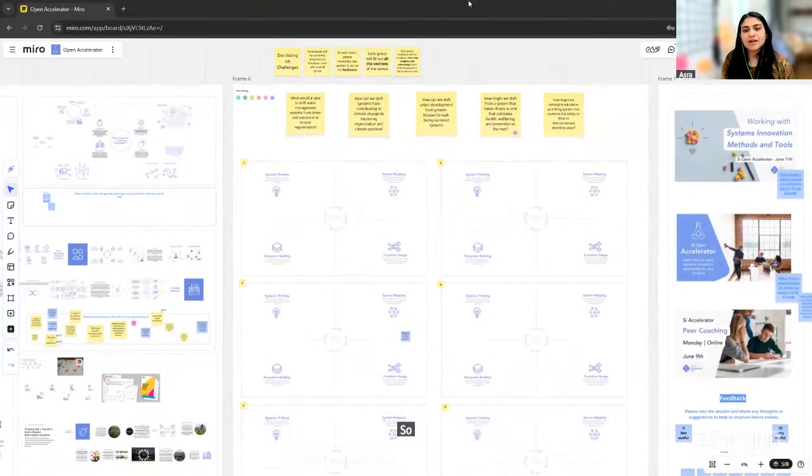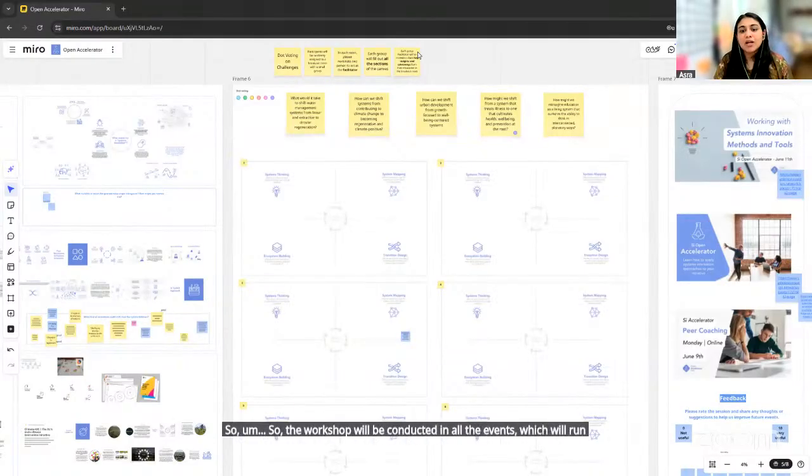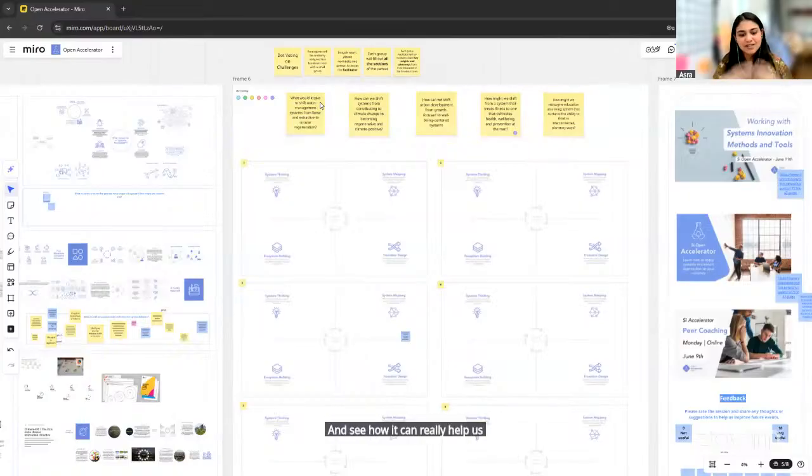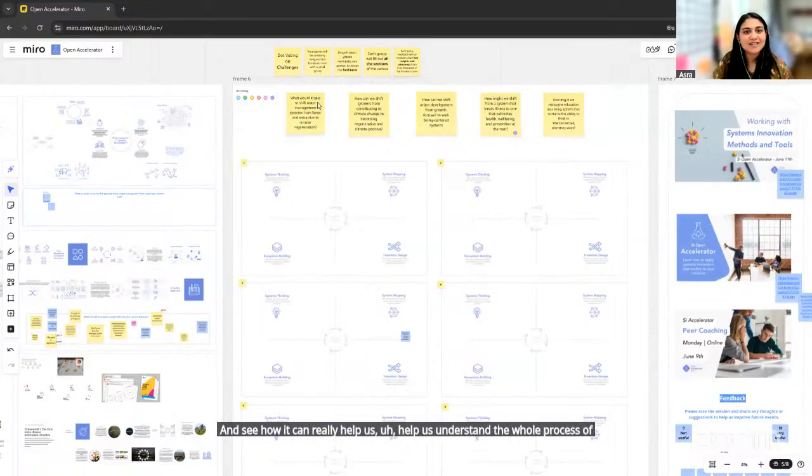The workshop will be conducted in all the events, which will run for about maybe an hour in every event. So we also want to use a challenge that we can keep using in all the events coming by, and see how it can really help us understand the whole process of systems change and innovation.